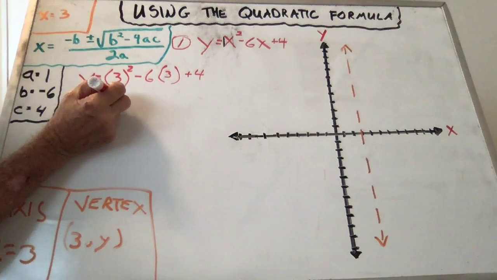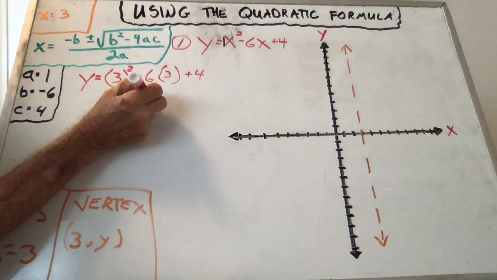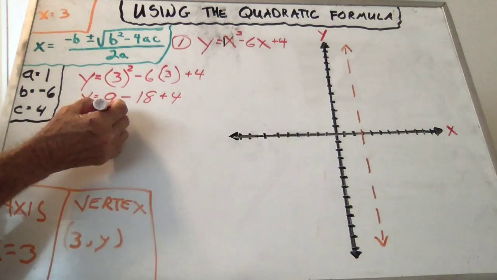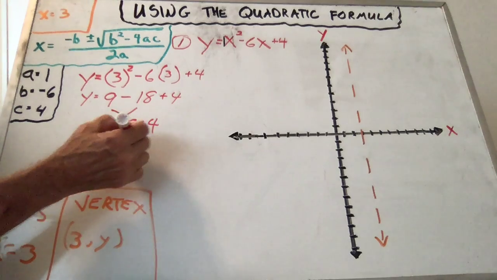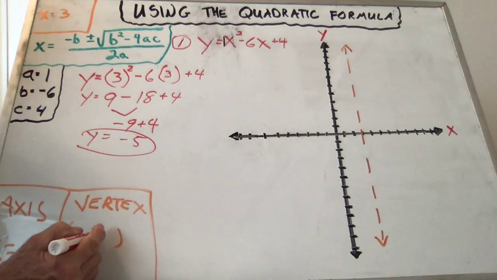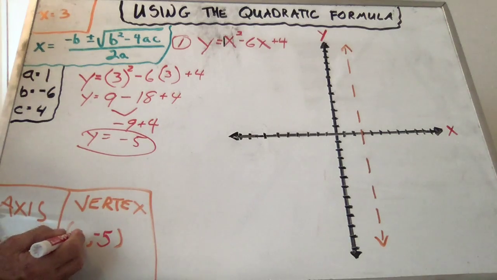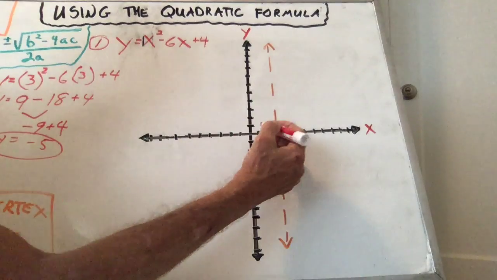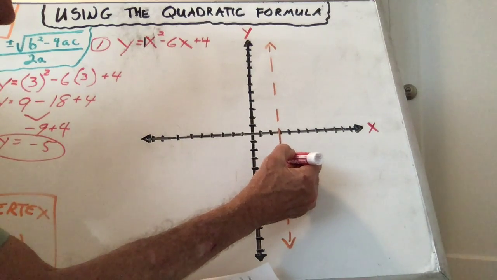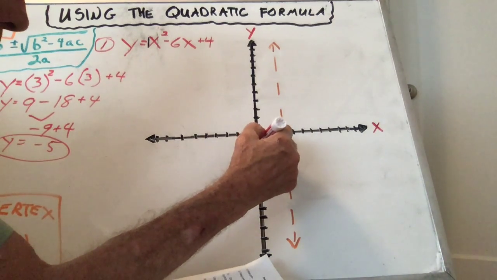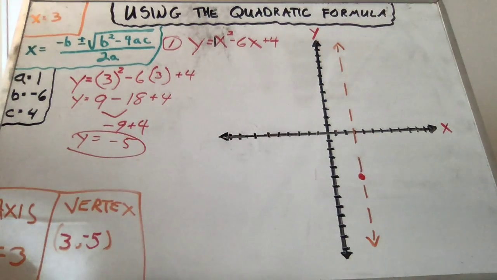So I plug that number in wherever I see an x. 3 squared is 3 times 3, which is 9. Minus 6 times 3, plus 4. That's what our y value will equal when x is 3. Negative 9 plus 4 is negative 5. So that is very useful information. That's our y-coordinate. So the vertex is (3, negative 5). So I go 1, 2, 3, and then 1, 2, 3, 4, 5. So that's my vertex. Double check: 1, 2, 3, 4, 5. That's either the bottom or the top of the parabola. You have to do the other stuff to see.